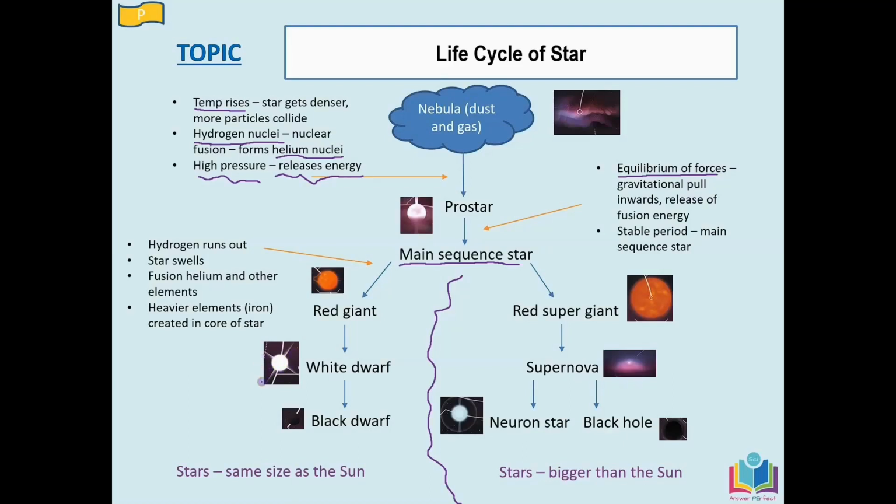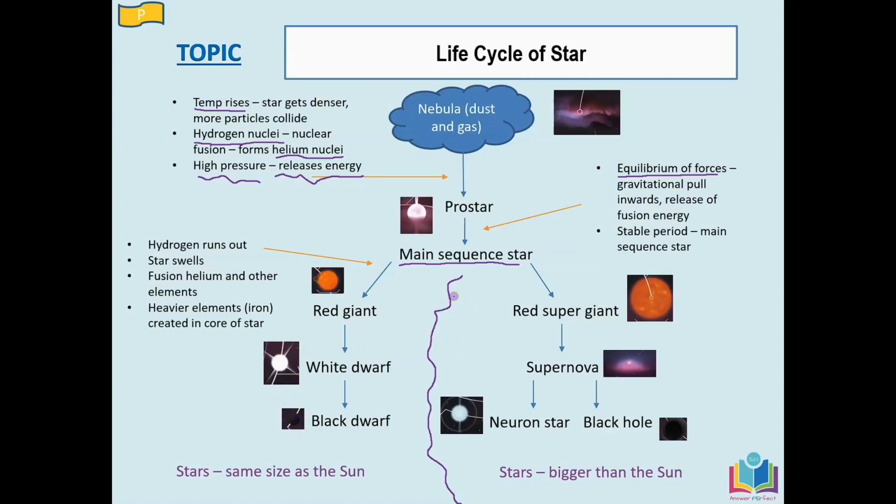As it cools down, it emits less energy. And what happens when it no longer emits any energy whatsoever? It is then called a black dwarf. So imagine, you've probably watched a fire and it's quite red. As it cools down, it goes more of a white colour. And then once it's totally gone out, it usually turns black.